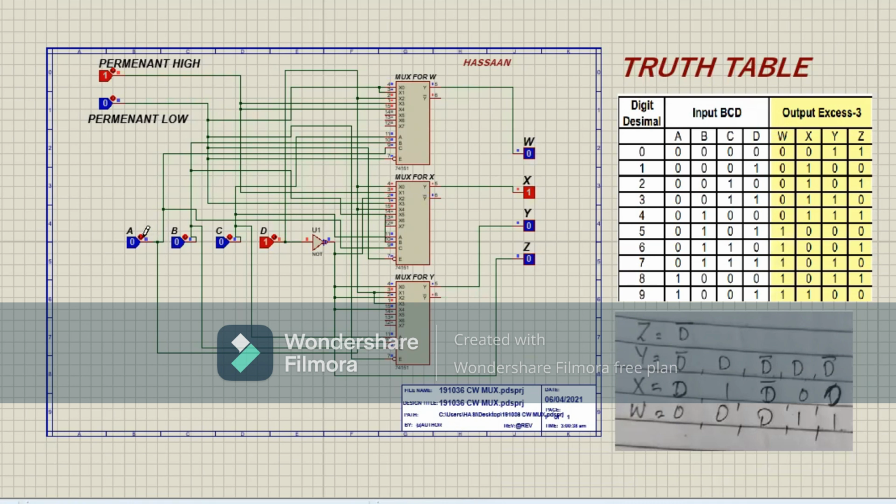A is 1 and D is 1. At the output, only W and X are 1s. You can see W and X are 1 and Y and Z are 0. We can verify all the equations by simply changing these values. So this is a binary coded decimal to excess-3 converter.